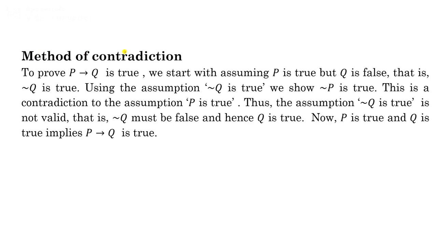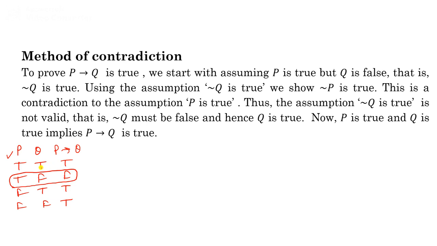Now, method of contradiction. We have to show that the conditional statement P implies Q is true, but we will assume that P implies Q is false. So if you see the table of P implies Q, look at this table. This is true, true, true. This is true, false, false. This is false, true, true. This is false, false, and true. So you will see in only one case this is false. So if we are assuming that P implies Q is false, we will assume P is true but Q is false. And using this, we will show that we are getting a contradiction.